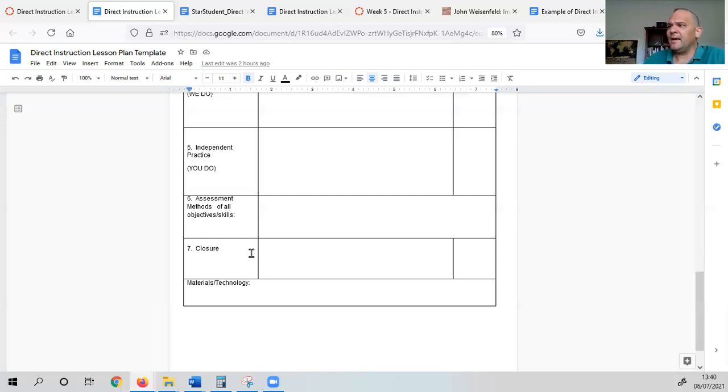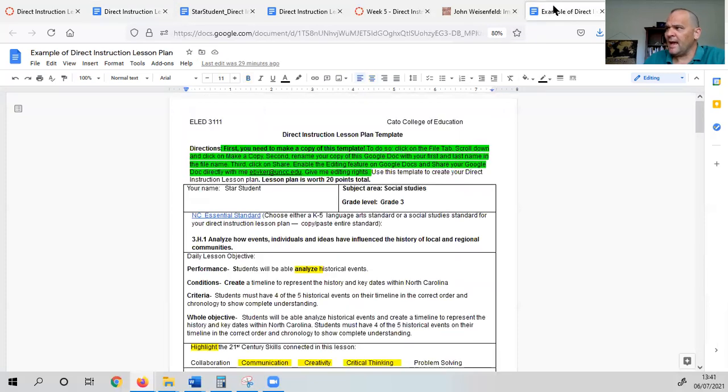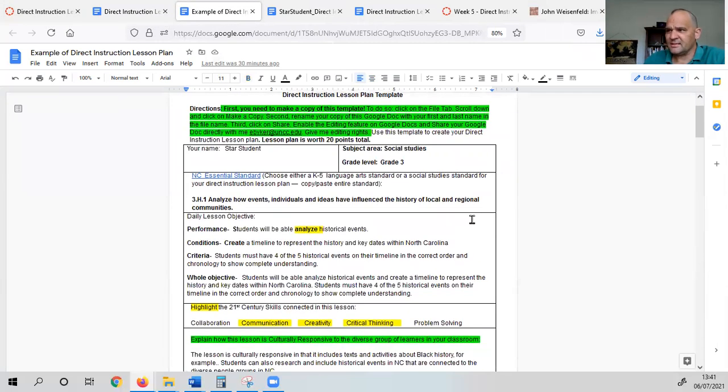So let's look at my example, and you'll find this example linked in the assignment description on Canvas as well. So I have a social studies lesson. It has a 3rd grade standard, and the standard says analyze how events, individuals, and ideas have influenced the history of local and regional communities.